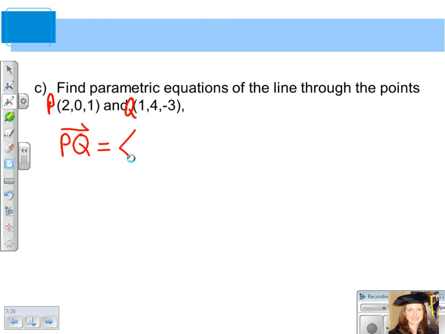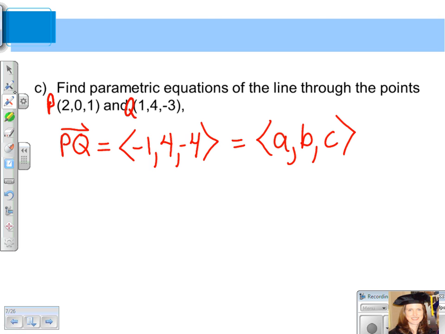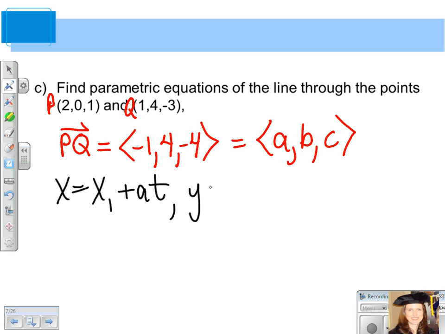So let's find the components by taking the terminal point and subtracting the initial point. 1 minus 2, you get negative 1. 4 minus 0 is 4, and negative 3 minus 1, you get negative 4. This is a vector that is parallel to the line, so that's going to be your vector with components a, b, and c. And then the parametric equations for the line would be x equals some starting x1 plus at, y equals some starting y1 plus bt, and z equals some point on the line z1 plus ct.